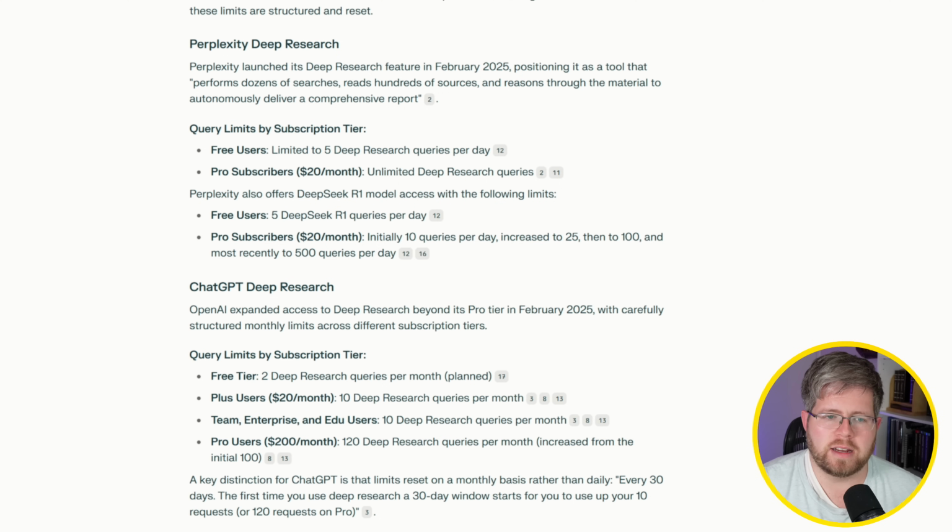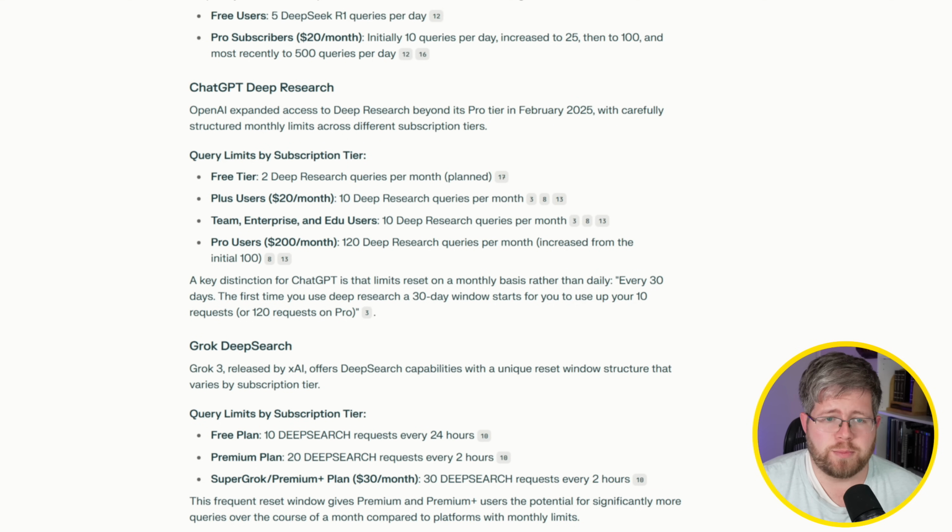Although I did find over here when it's talking about the DeepSeek R1 model that you're limited to 500 queries per day. So essentially, that's unlimited. Most people are not going to be doing 500 queries per day, right? So that's that. ChatGPT deep research is far more limited. On the free tier, you get only 2 deep research queries per month, which is insane to me. Plus users, which is the $20 a month plan, get 10 deep research queries per month. So still not a whole lot, right?